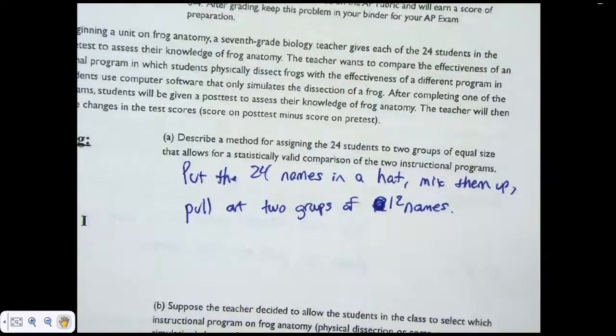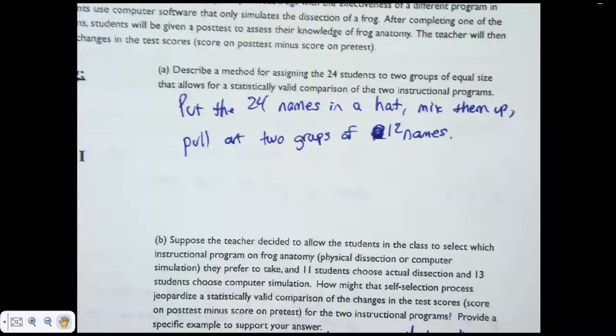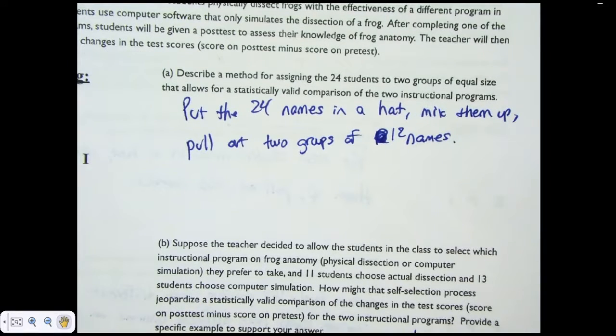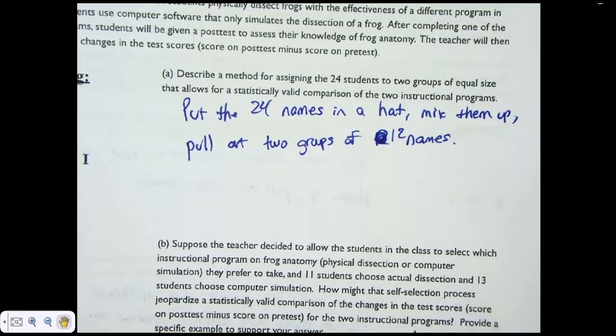Alright, let's go through this so we can make sure we finish. Part A, you've written this a few times by now, but you're putting the names in a hat, mixing it up. Pull out one group of 12 to get one type, you pull out the other group of 12 to get the other type. Questions on that? So that's just an SRS.